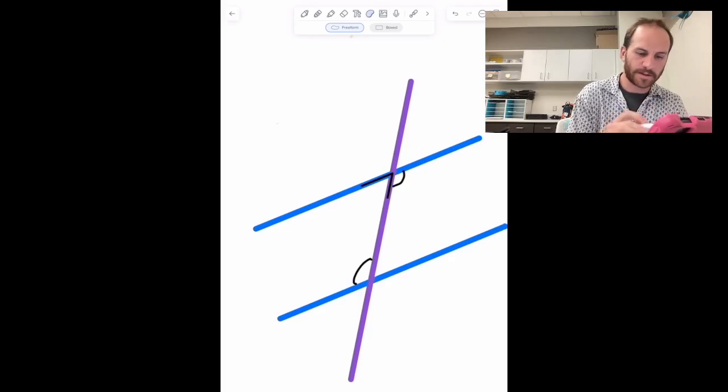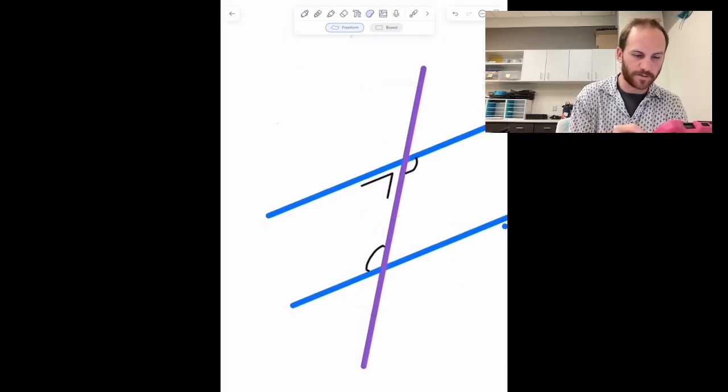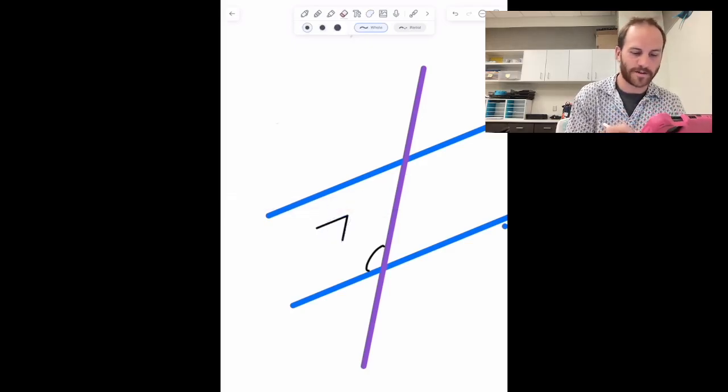Okay, so I can't really move this, but let me show y'all what I'm talking about here. All right, so if I move this a little bit, okay, we can see that this angle, oh dear, I've done the wrong angle. That's all right. We'll talk about these alternate interior angles.